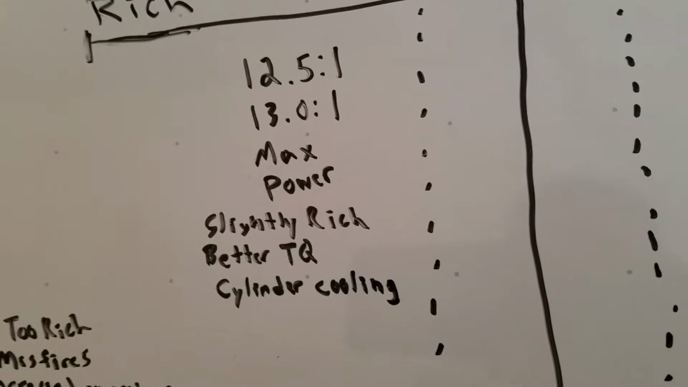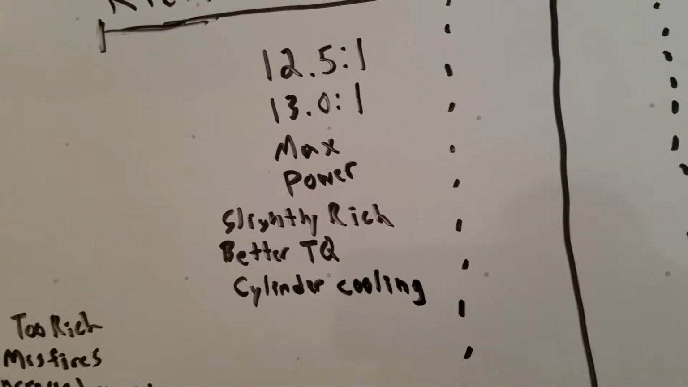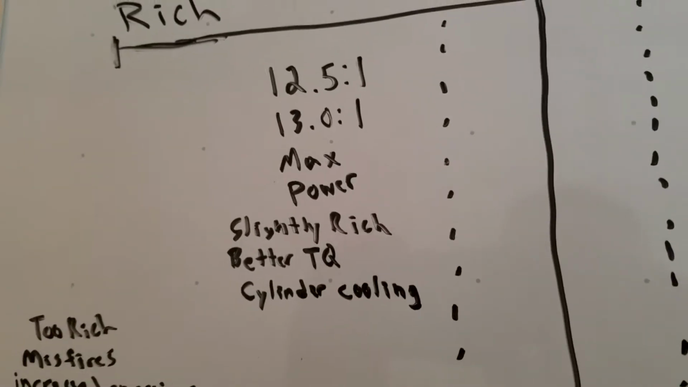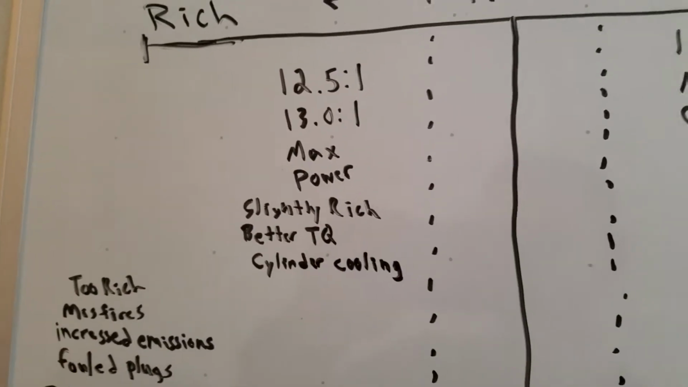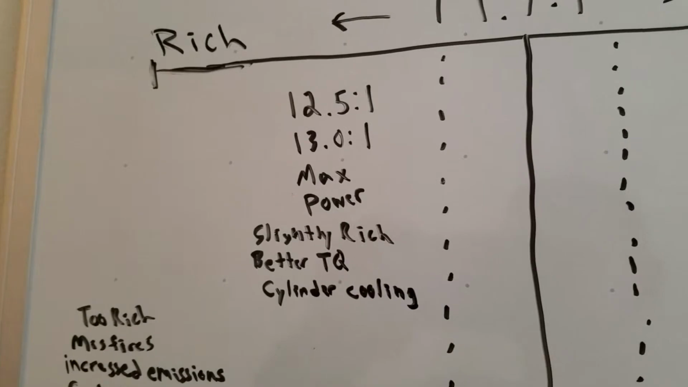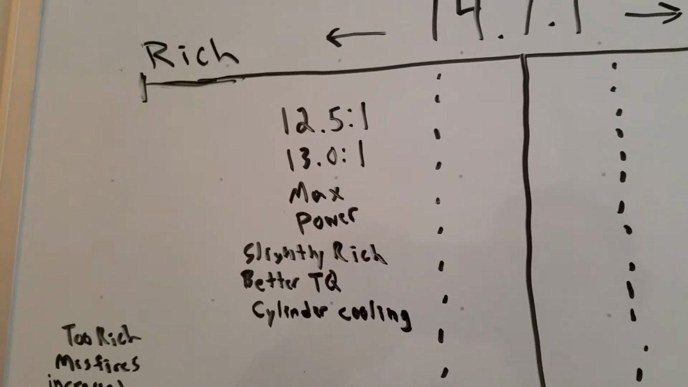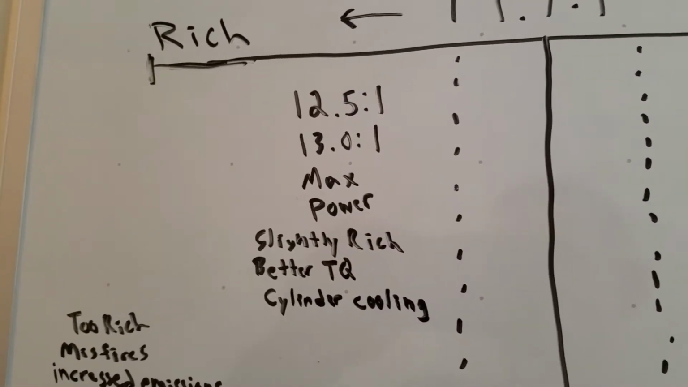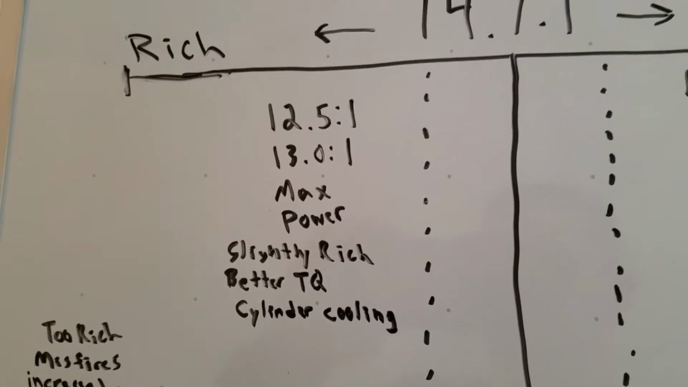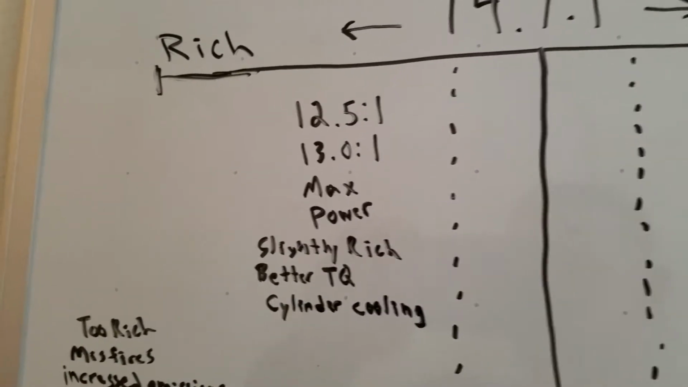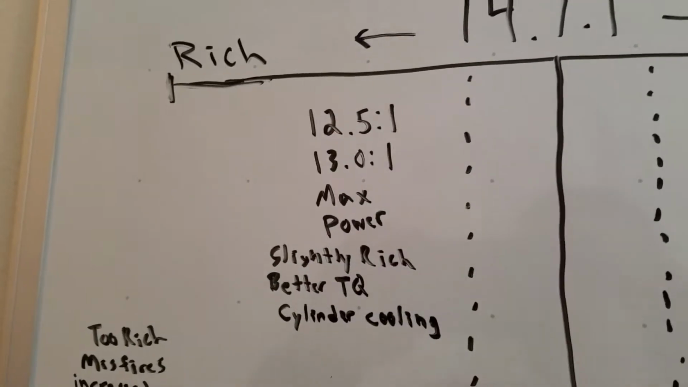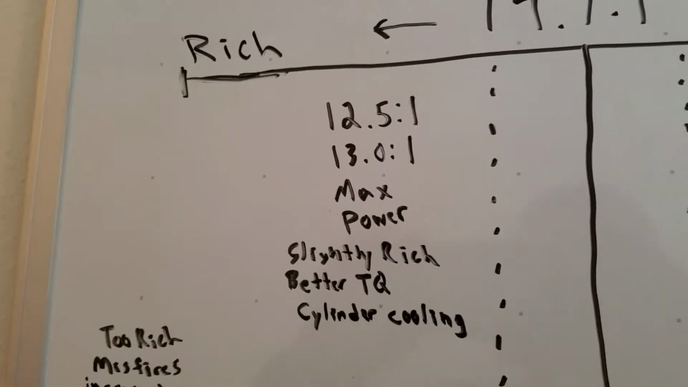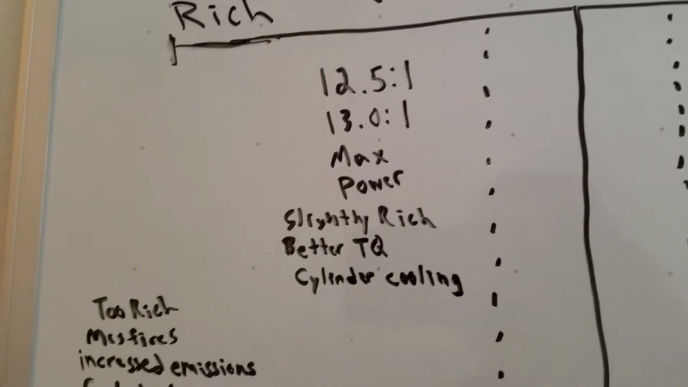The forced induction cars are going to run hotter with the extra air being forced into the cylinders. So it's actually better to run even around 12.0 or even 11.5, where you have a little bit richer mixture to lower cylinder temperatures and get away from the heat.